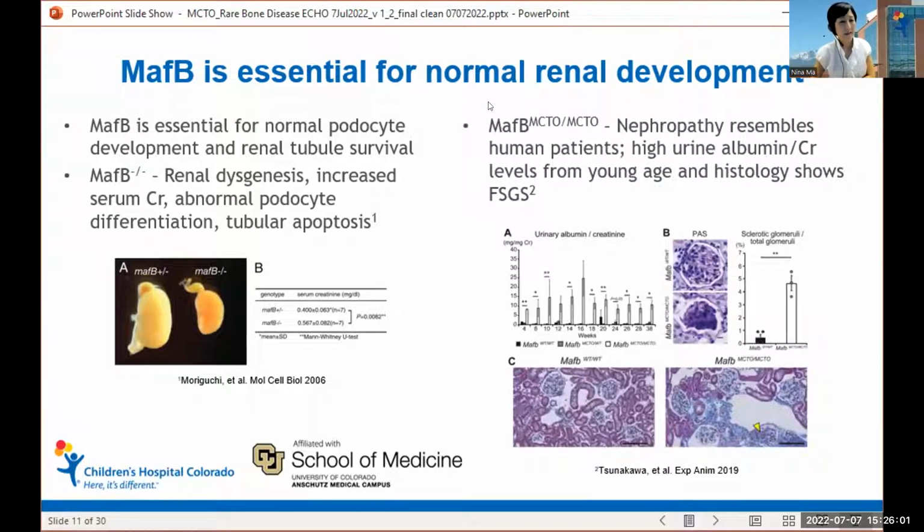Similarly, in the MCTO mouse model that harbors a human MCTO mutation, the nephropathy that's seen in the mice resembles that of human patients. Specifically, they demonstrate high urine albumin to creatinine levels beginning at a young age, and their histology shows FSGS with a greater number of sclerotic glomeruli compared to wild type.